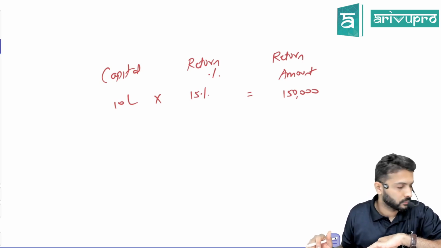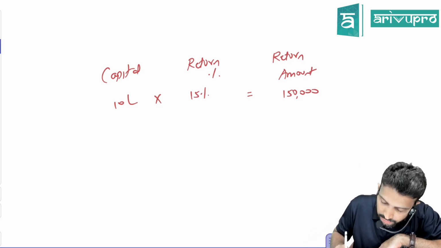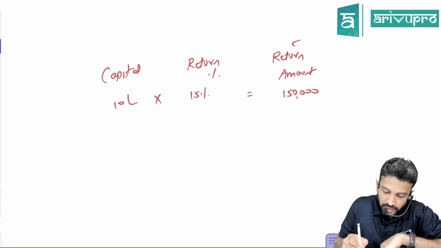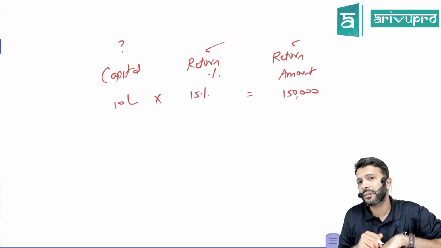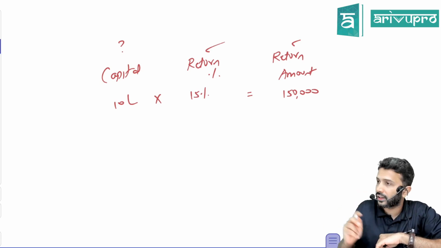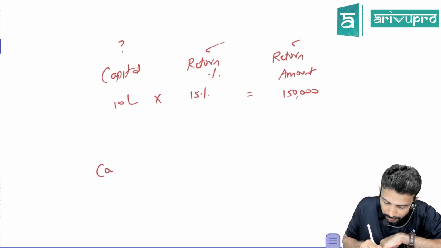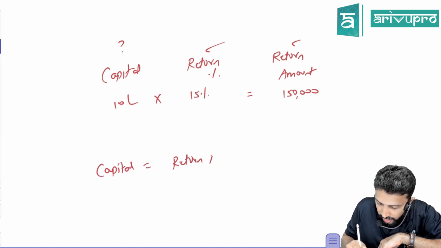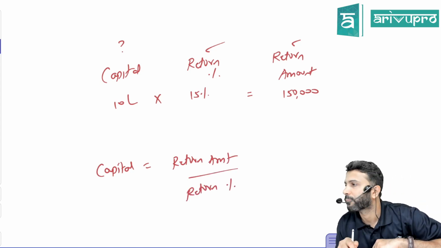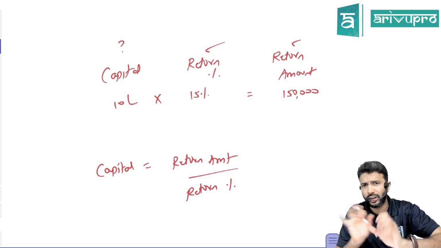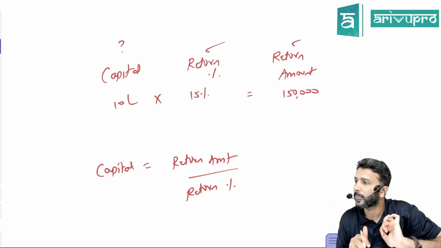Okay. Sir, if I give you the return amount, if I give you the return percentage, can you compute the capital for me as an equation? So tell me the capital as an equation here, sir. Capital is equal to what, sir? Return amount divided by return percentage, correct? Yes, just altered the equation slightly to get this particular thing.